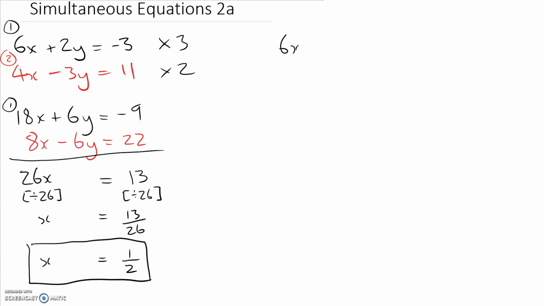Let's go for 6x plus 2y equals negative 3. So we'll take our x. We think it's a half. We're going to substitute it in. X is a half. So we've got 6 times a half. Got to be careful here. 6 times a half plus 2y equals negative 3.